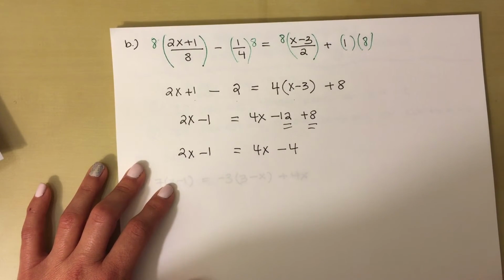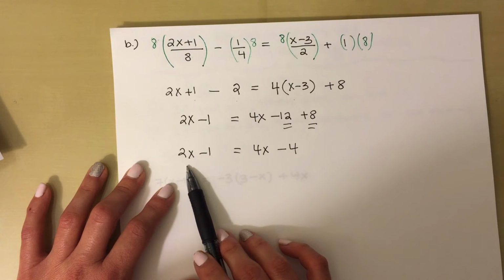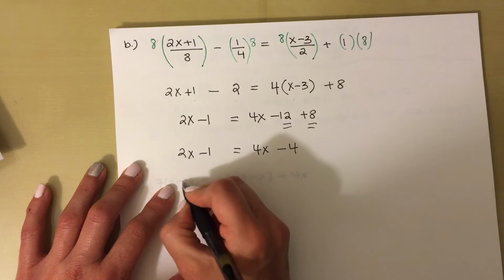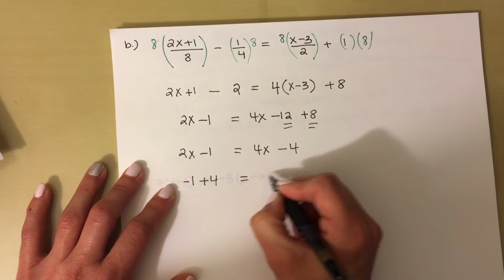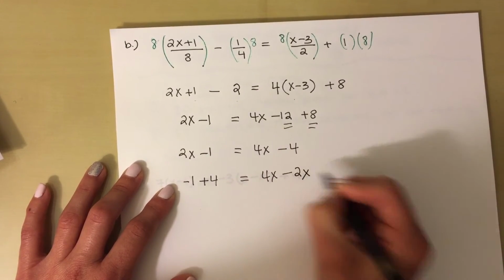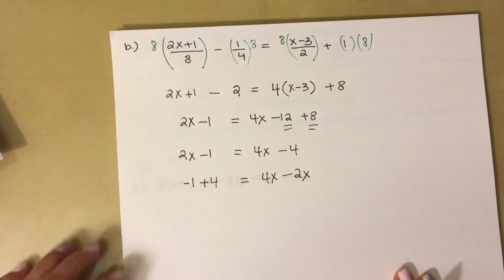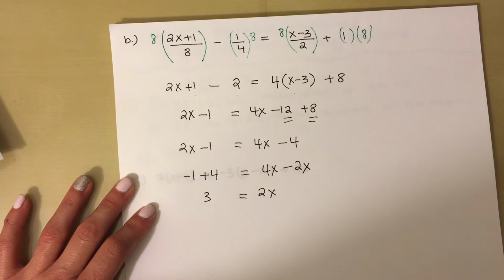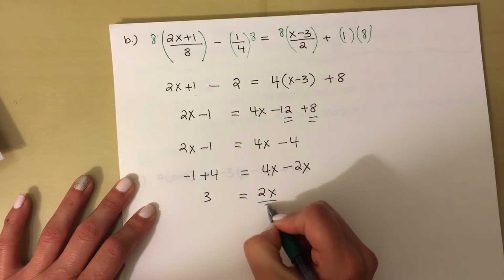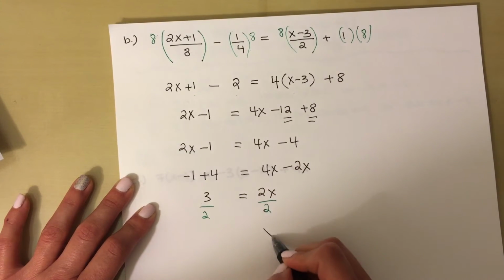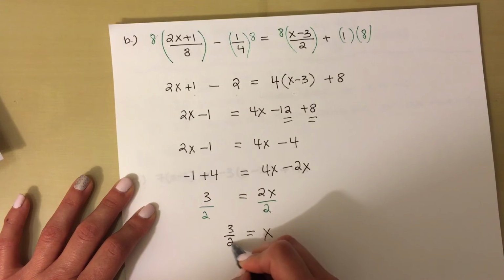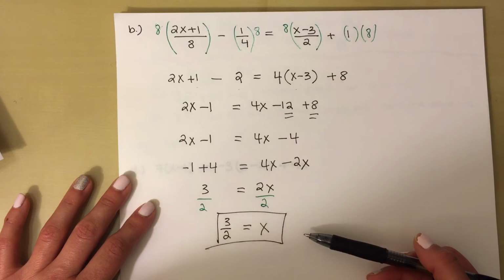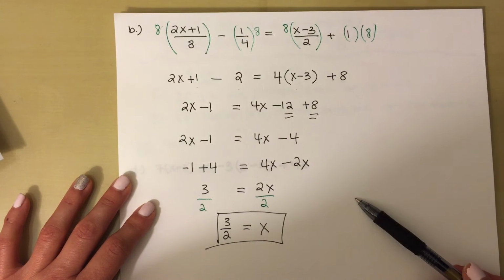Now we want to solve. We're going to subtract 2x from both sides, add 4 to both sides. And then we're going to combine our like terms. Divide by 2 on both sides, and we get that x is 3 over 2. When you solve the equation, sometimes your answer will be a fraction. That's okay. So what type of equation is this?